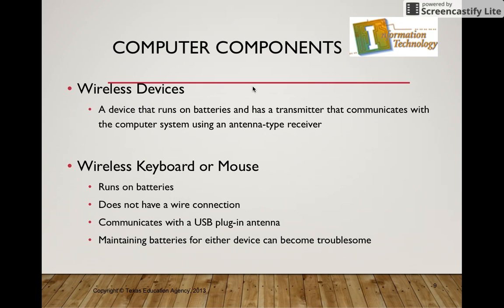Other computer devices now are wireless. There are a lot more wireless devices out there today, and those are devices that run on batteries, or they have a transmitter that communicates with the computer system using an antenna type receiver. So there are wireless keyboards and wireless mice. They run on batteries. They do not have a wire connecting them, hence being wireless. They can communicate with a USB plug-in antenna.